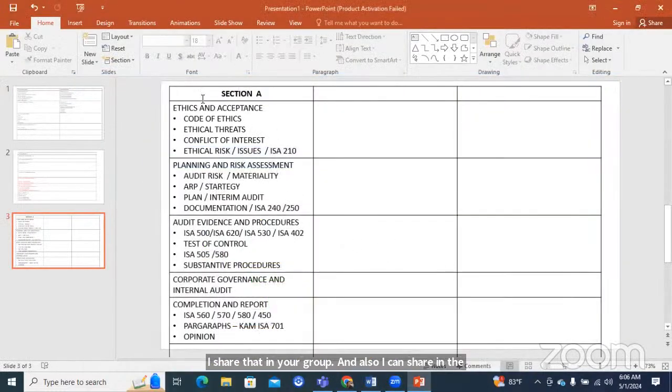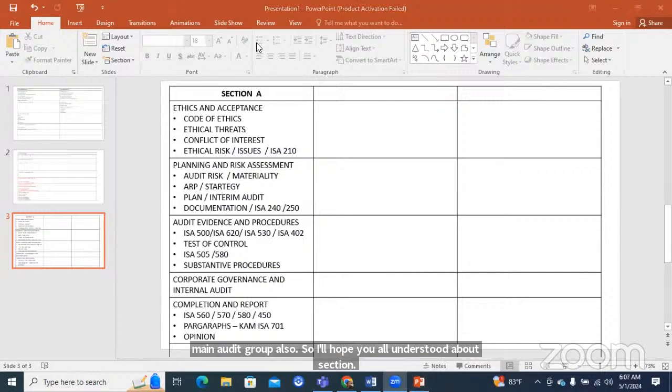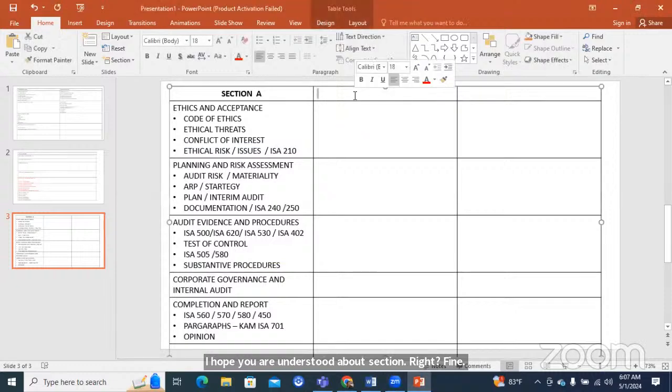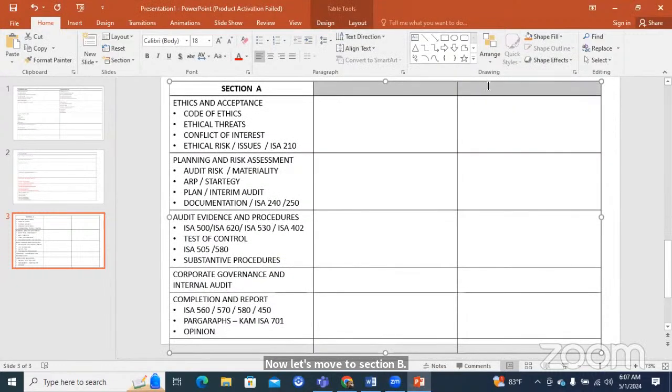So I hope you all understood about section A. Right? Fine. Now let's move to section B. Section B, students.